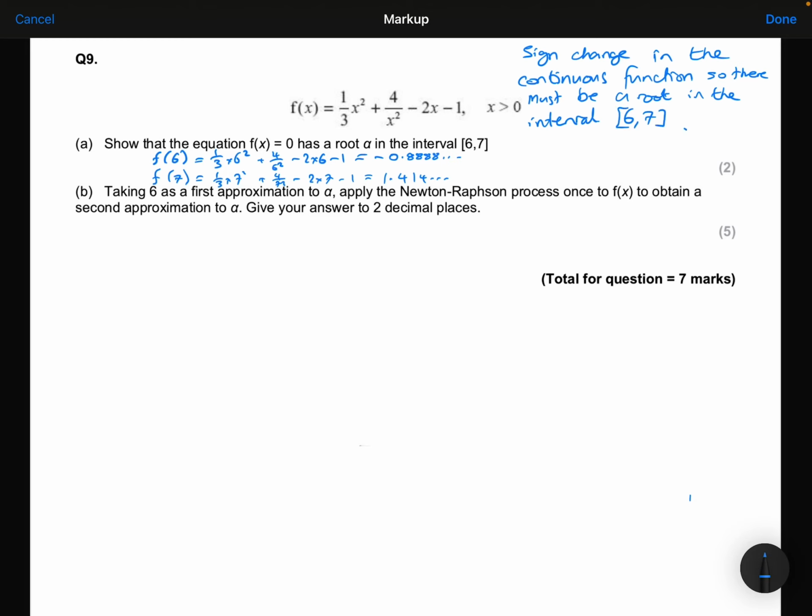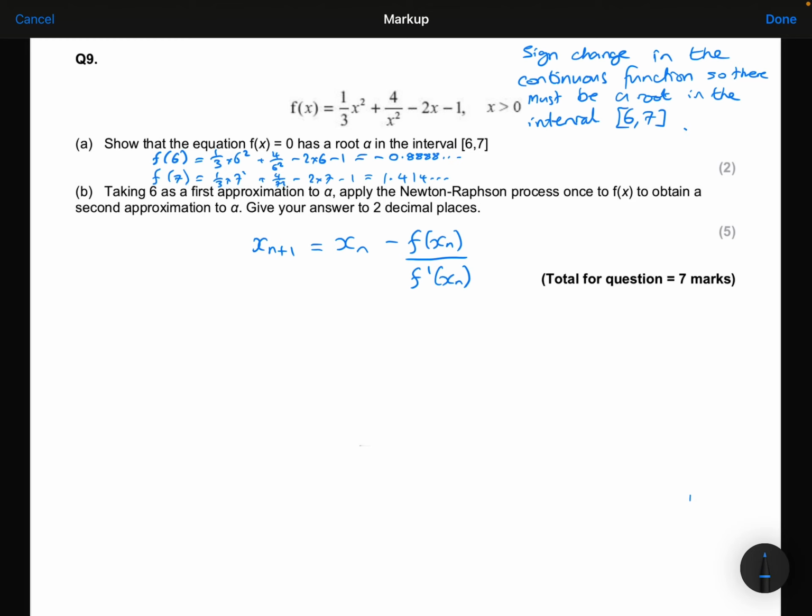Part B. Taking 6 as a first approximation to alpha, apply the Newton-Raphson process once to f of x to obtain a second approximation to alpha. Give your answer to 2 decimal places. So the Newton-Raphson process is x n plus 1 equals x n minus f of x n over f dash of x n. You do get given that in your formula booklet.